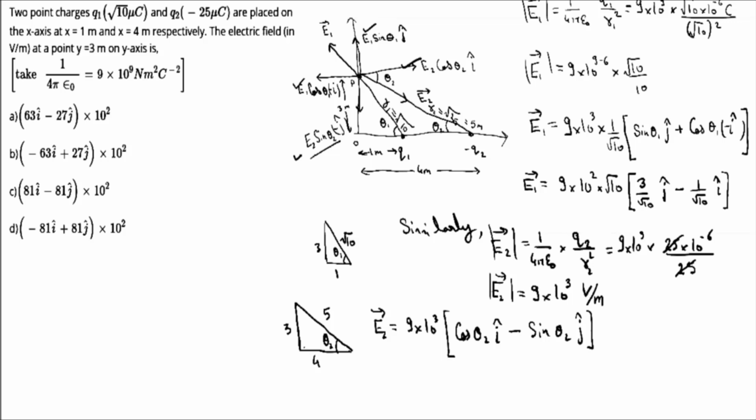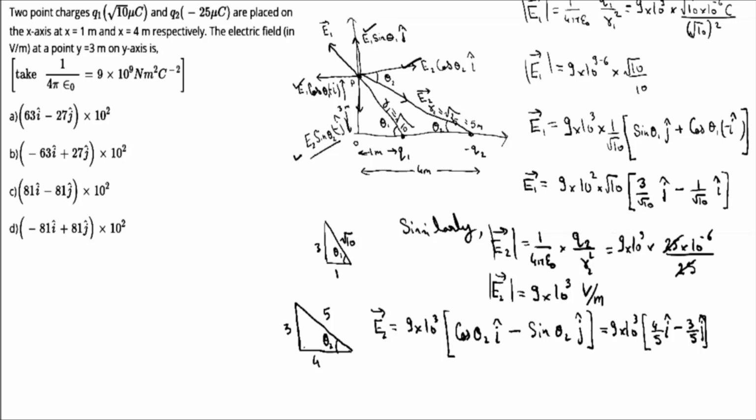On putting the value, we are getting 9 into 10 to the power 3, and inside the bracket, cos theta 2 will be 4 divided by 5, and sin theta 2 will be 3 divided by 5, and the unit vectors are also there, I cap and j cap. So we have these two values.